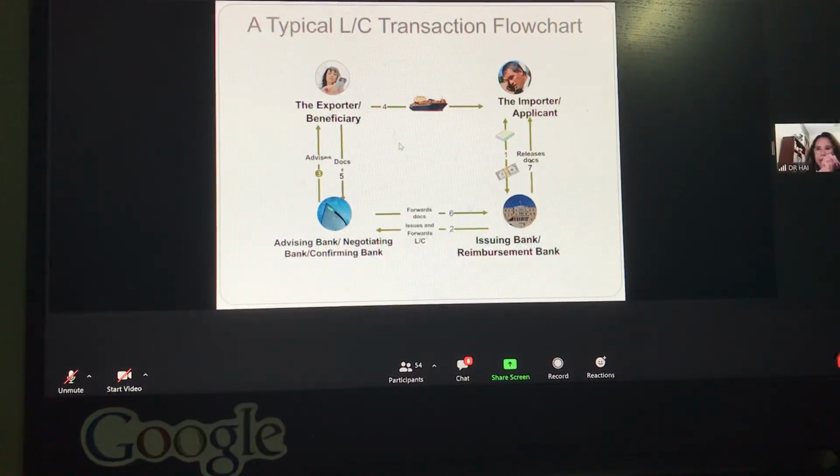Raise your hands, please. Now, the documents are non-CP.